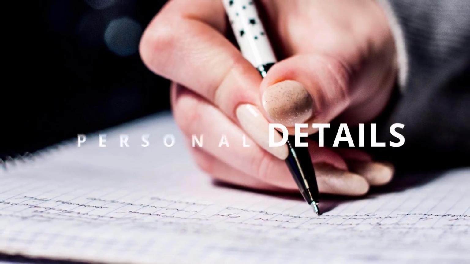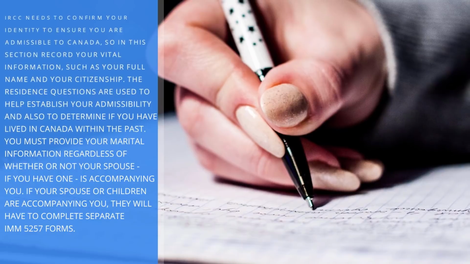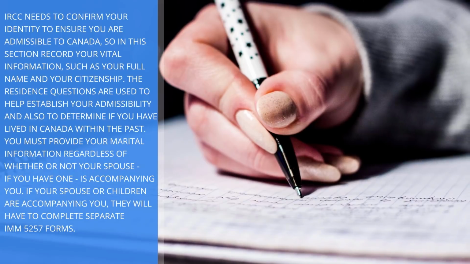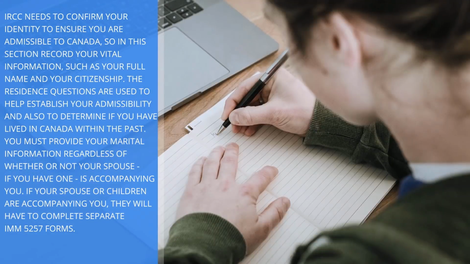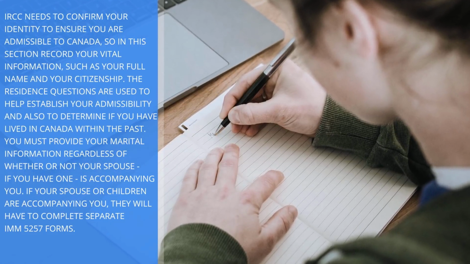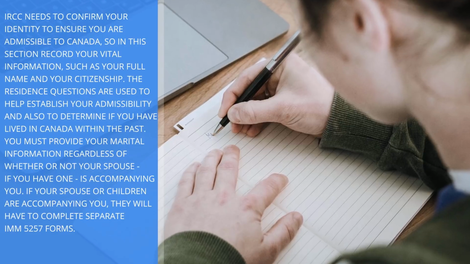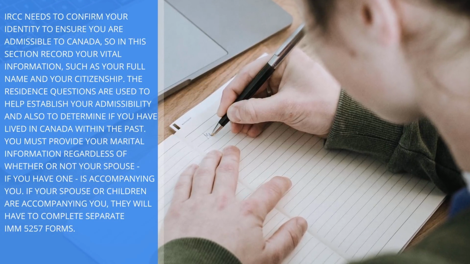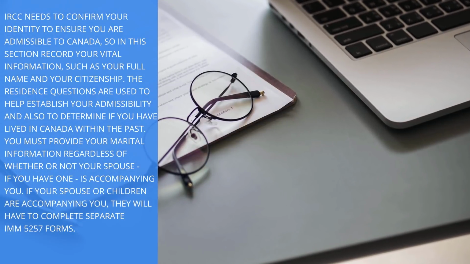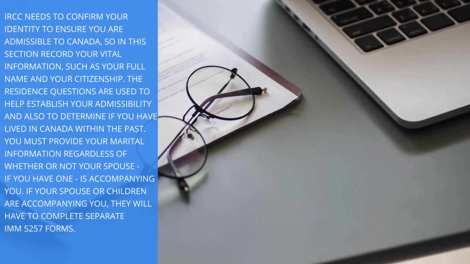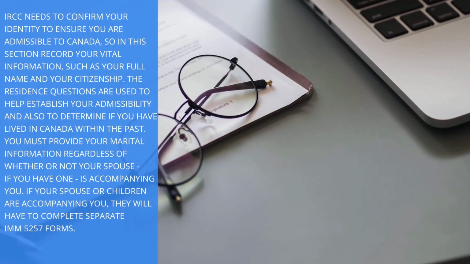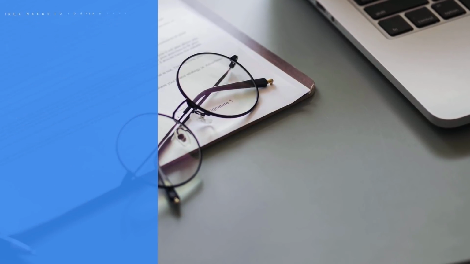Personal details. IRCC needs to confirm your identity to ensure you're admissible to Canada. So in this section, they will record your vital information, such as your full name and your citizenship. The residence questions are used to establish your admissibility and also to determine whether you have lived in Canada within the past. You must provide your marital information, regardless of whether or not your spouse, if you have one, is accompanying you. If your spouse or children are accompanying you, they will have to complete a separate IMM 5257 form.